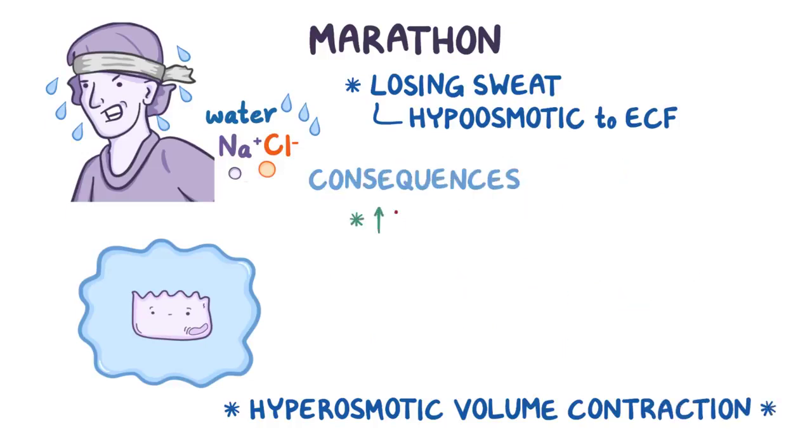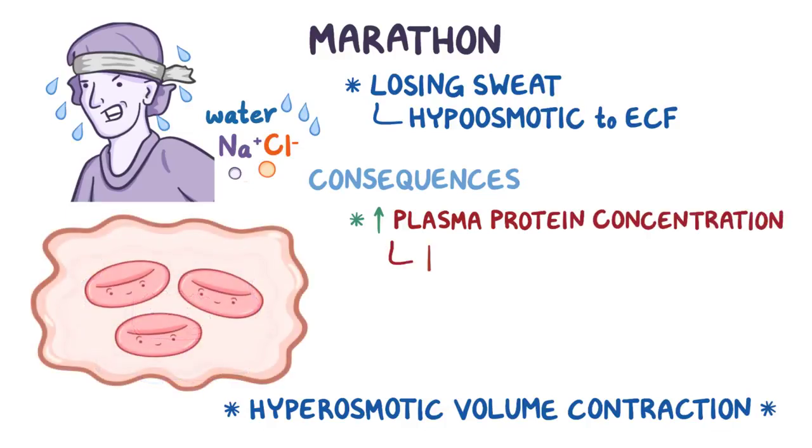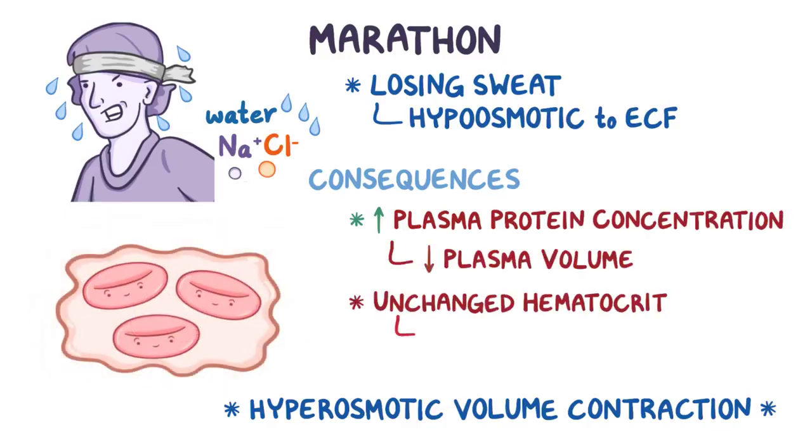Consequences include an increased plasma protein concentration due to a loss of volume but an unchanged hematocrit, since the red blood cells lose volume as well.